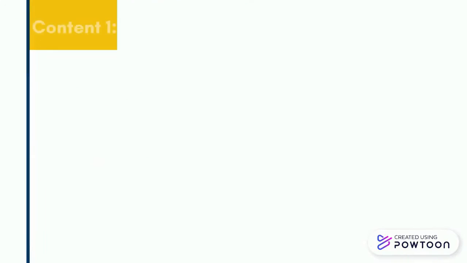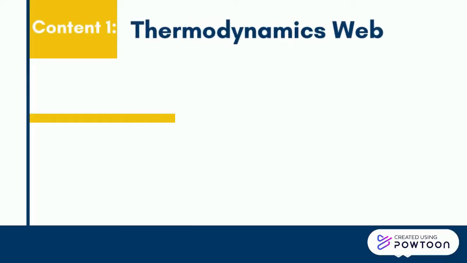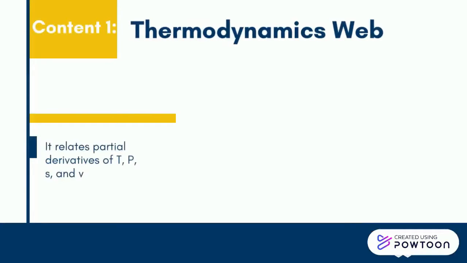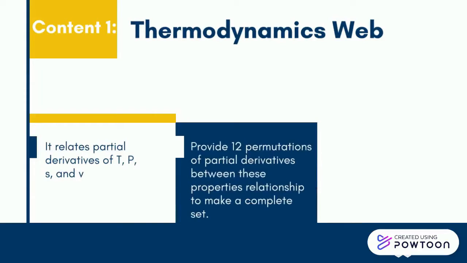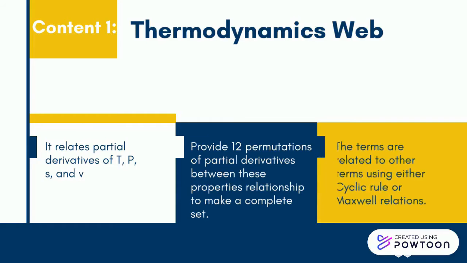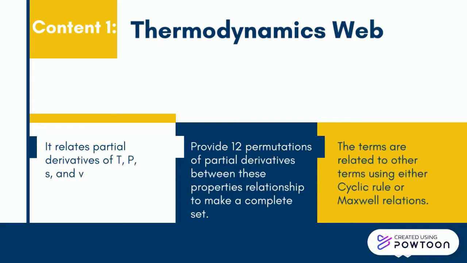Now let's talk about the thermodynamic web. It relates partial derivatives of temperature, pressure, entropy, and volume. Moreover, it provides 12 permutations of partial derivatives between these property relationships to make a complete set. Moreover, the terms are related to other terms using either the cyclic rule or Maxwell relations.